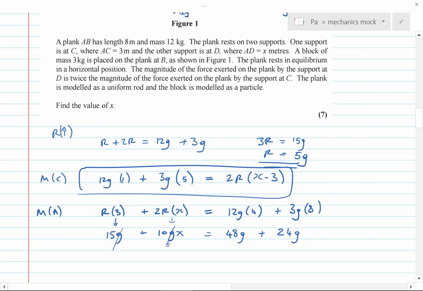Now g cancels from everything. That will give us 10x equals 57. So x equals 5.7 meters.